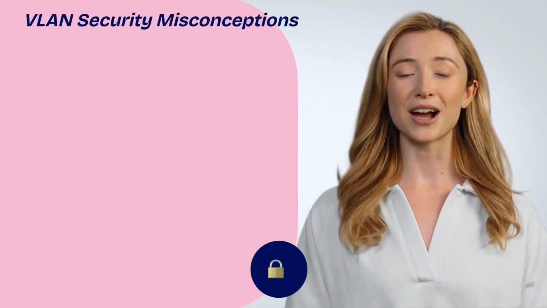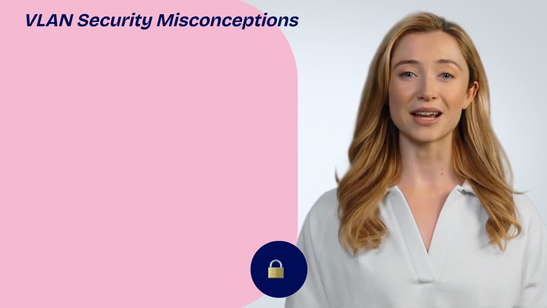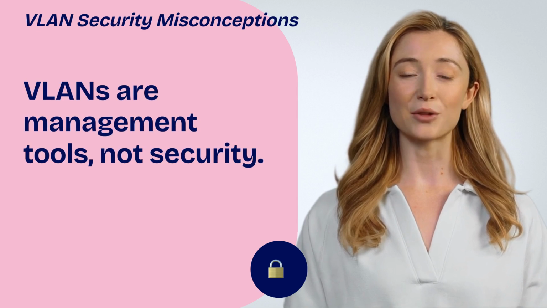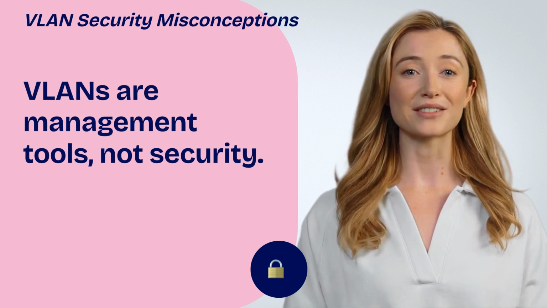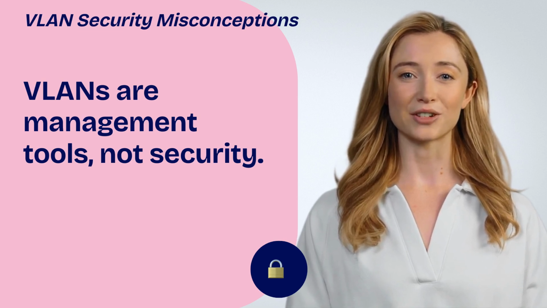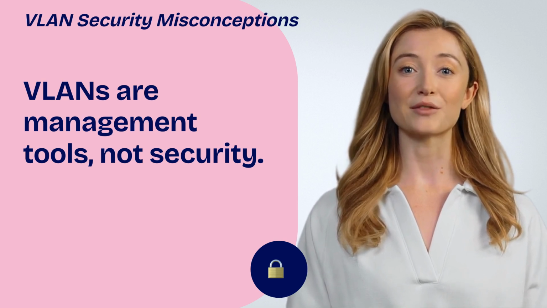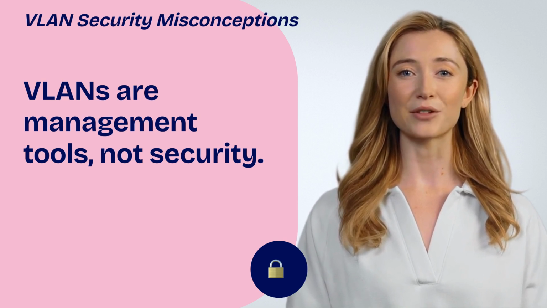Now let's talk about some common pitfalls with VLANs. One big mistake is thinking VLANs alone provide security. They're a management tool first, and security comes with additional configurations like ACLs. Misconfiguring VLANs can lead to security breaches. For example, if you accidentally allow traffic between VLANs where it shouldn't be, you've created a vulnerability.